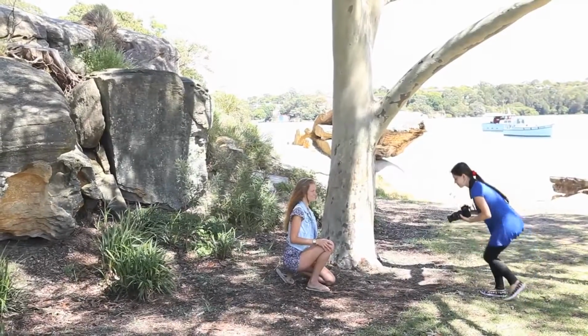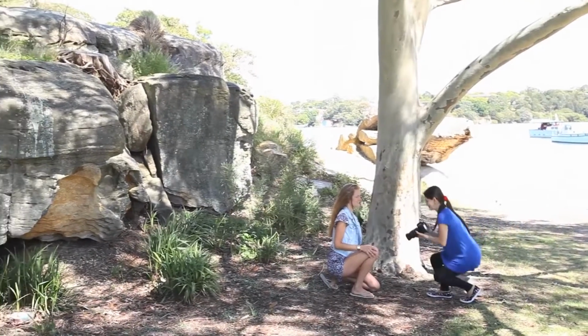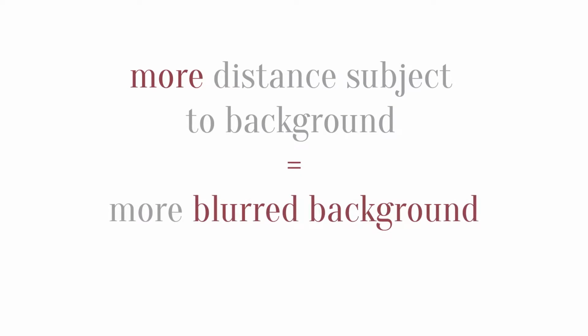Now let's have a look at the distance between the subject and the background. So in this first shot, the subject is the same 2 to 3 meters from the rocks. And now using the same 70mm lens and the same aperture of f5.6, the subject is less than a meter from the background. So clearly the greater the distance between the subject and the background, the more blurred the background will be.